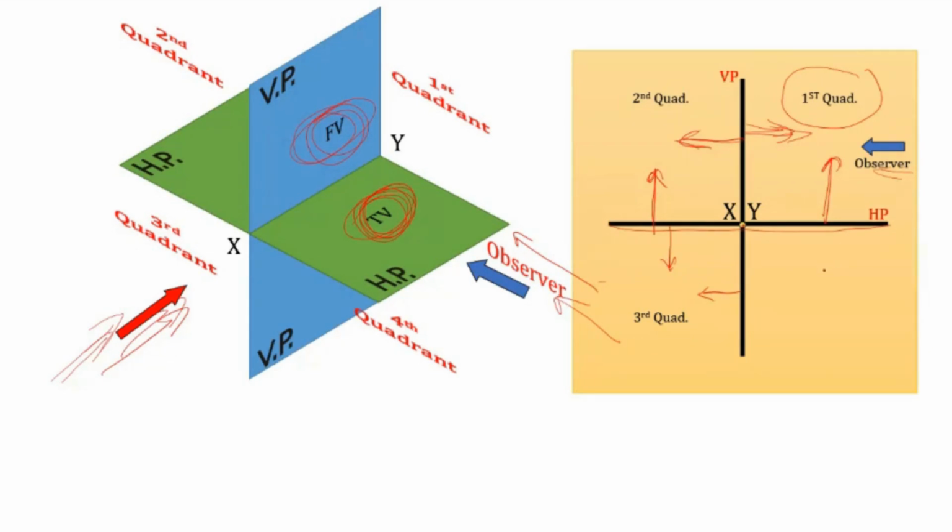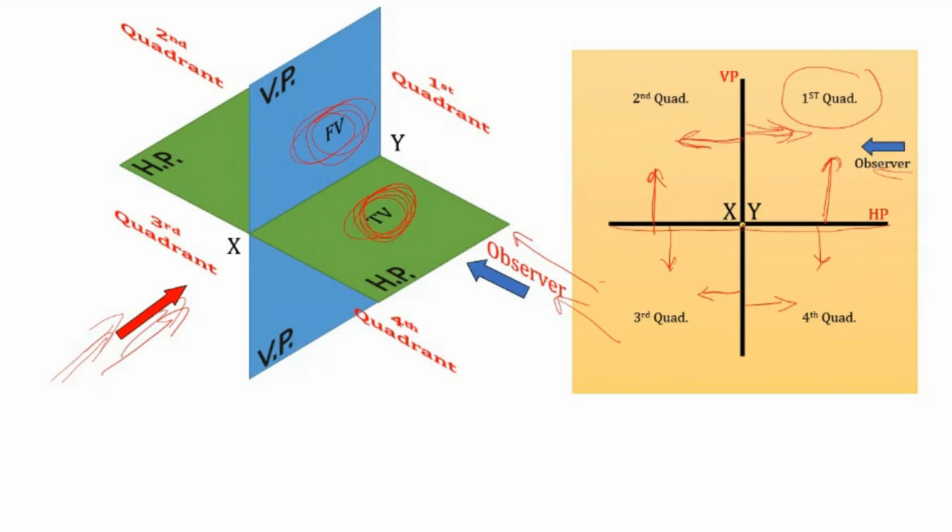So what about the fourth quadrant? Anybody? Below HP. Yeah, below HP. In front of VP. Yeah, in front of VP. Okay, very good. Excellent. So it is below HP and in front of VP. So that is the fourth quadrant.